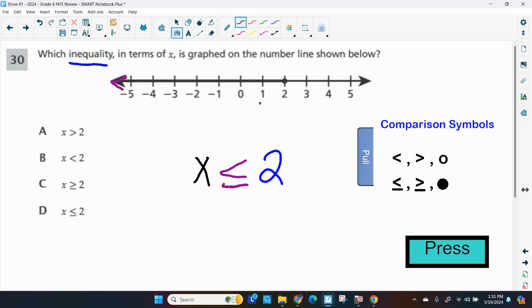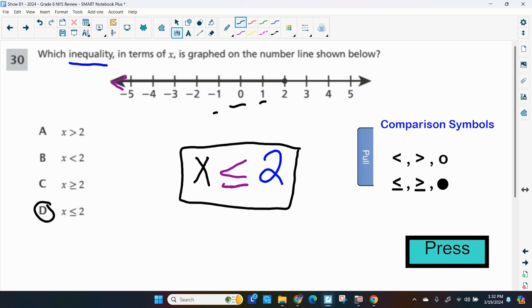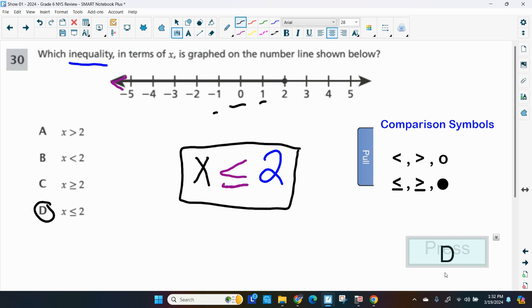So numbers like 1, 0, those numbers are less than 2. Negatives are definitely less than 2. And 2 is included. So we're including it. That's why they are using this circle. So this would be my choice of an inequality to write. So that looks like choice D. All right, and let's press this. Yes, choice D. All right, let's keep going.